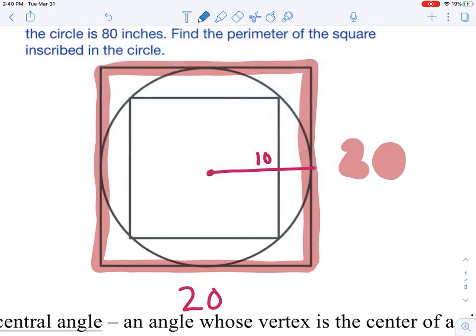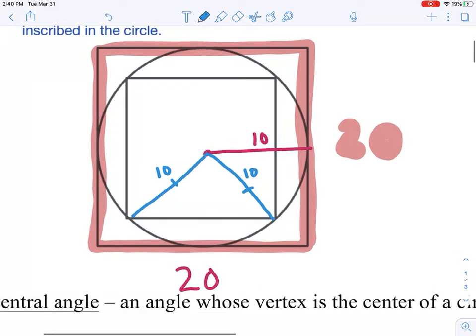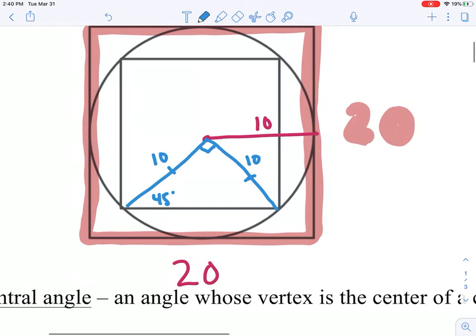And where's a smart place to draw the radius of the circle? How about right there? 10. I could draw 2 radii like this. The blue lines are both radii of the circle. All 3 of those segments that I drew are actually radii of the circle. They're all 10. And this would be a 90-degree angle. This would be 45, 45, 90. And the length of the square side is 10 square root 2.